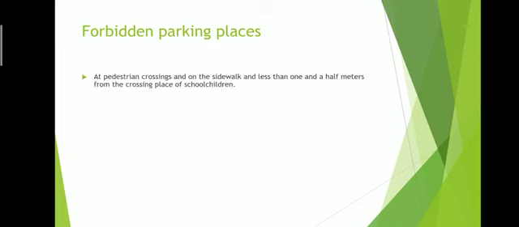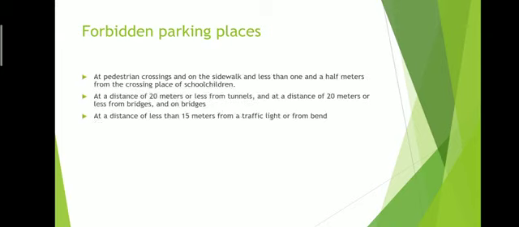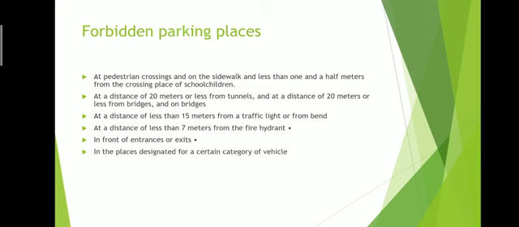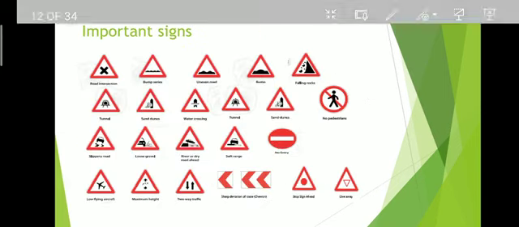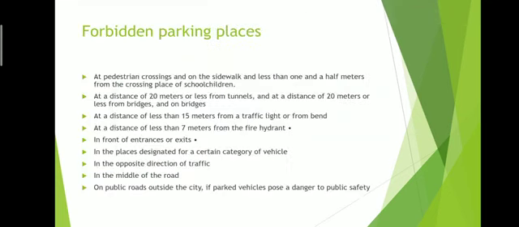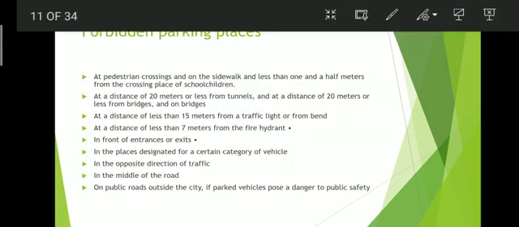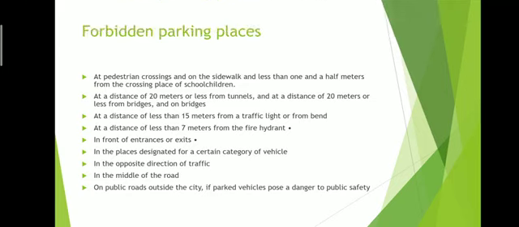Forbidden parking places, places where you cannot park. These are the places and distances. Remember them. You cannot park on a sidewalk, at a distance of 1.5 meters from the crossing place of school children and pedestrian crossings, 20 meters from tunnels and bridges, 15 meters from the traffic light signal, 7 meters from the fire devices.